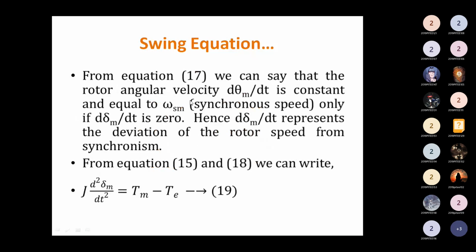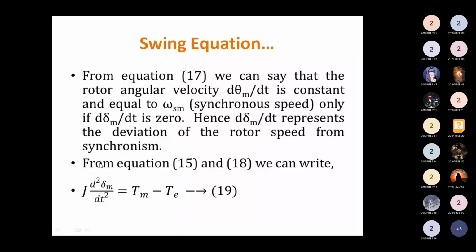So from equation 17, we can say the rotor angular velocity d theta m by dt is constant and is equal to omega sm only. So d delta m by dt is 0, which represents the derivation, and the rotor speed is the synchronous speed.